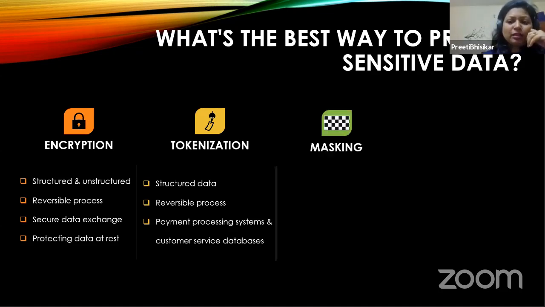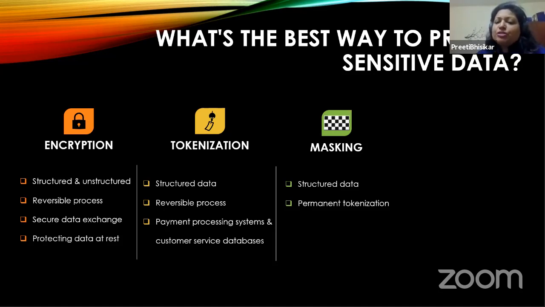Then we have masking. I think everybody would have come across this. The best example is when you're using your banking links or software. You will see a lot of things are being masked there. It's again used for structured data. This is a permanent process. Once you mask any data, it's not an algorithm that will help you to reverse. It's not a reversible process, basically. This is usually used in your test environments.